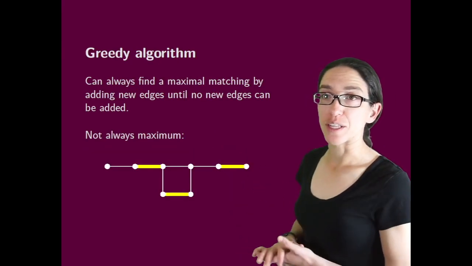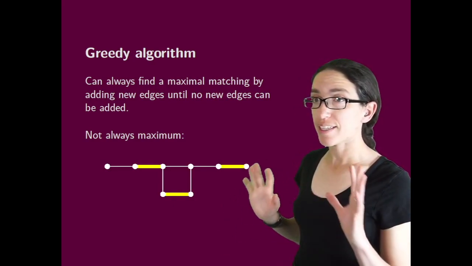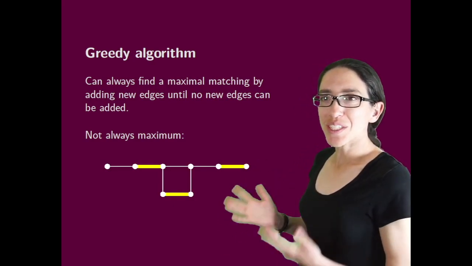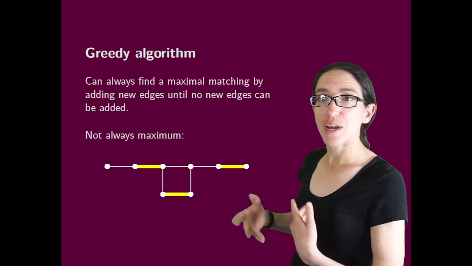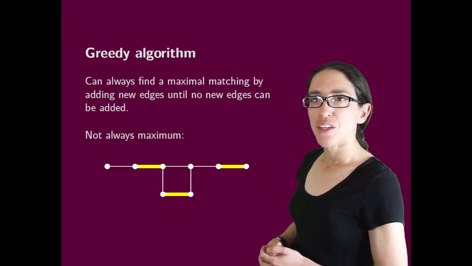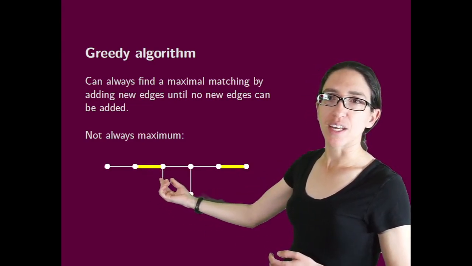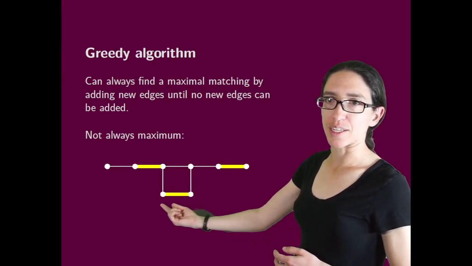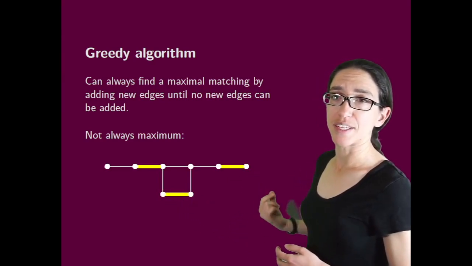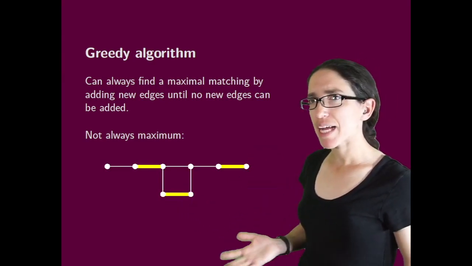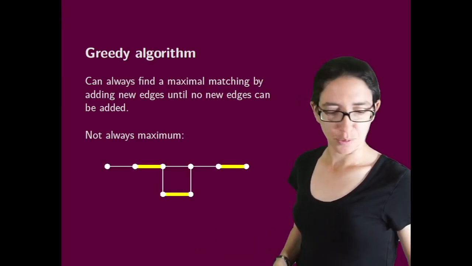Here's a simple algorithm for finding a maximal matching, not necessarily the maximum. You can always find a maximal matching by just adding new edges until no edges can be added. So for instance, we can pick this yellow edge and then this one doesn't touch it. I can put this one down here and also this one at the end. That's a maximal matching. Is it maximum? Maybe not. So let's explore.